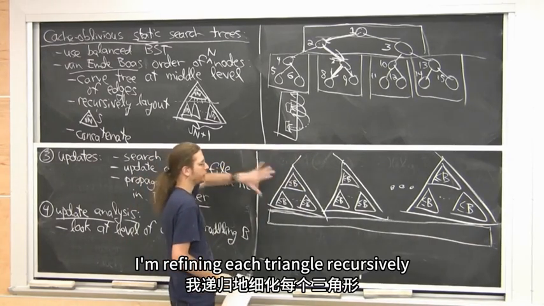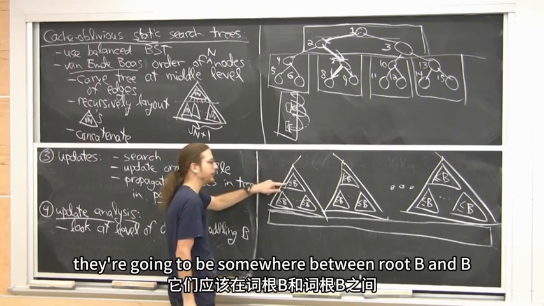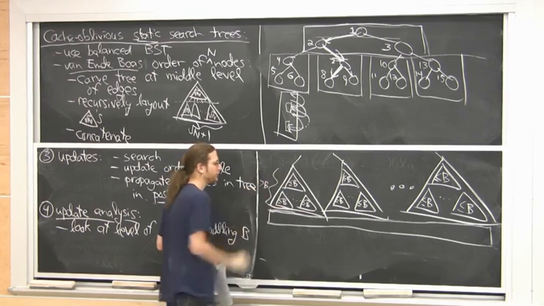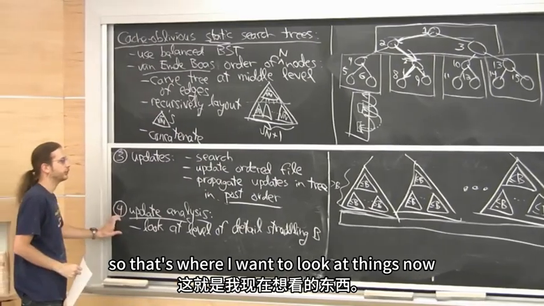I'm refining each triangle recursively until their size is less than b. They're going to be somewhere between root b and b. These big triangles are bigger than b. Okay. So that's where I want to look at things.